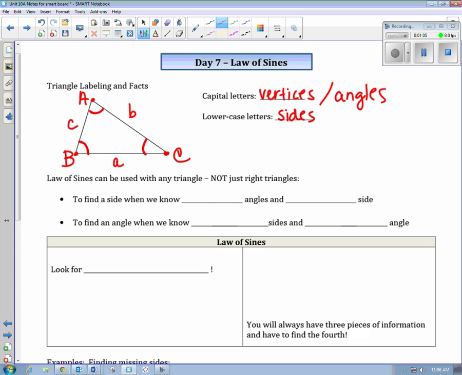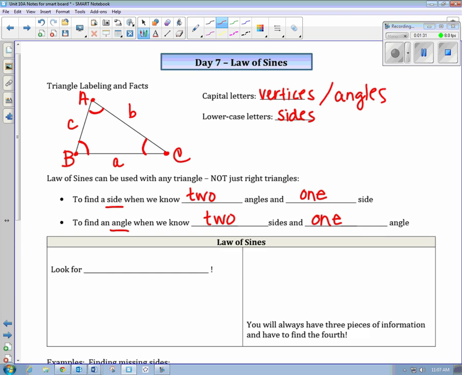Law of sines is helpful because it can be used with any triangle, not just a right triangle. And what we're going to be doing is finding a side when we know two given angles and one given side. Or we might use it to find an angle when we know two sides and we're also given one angle.